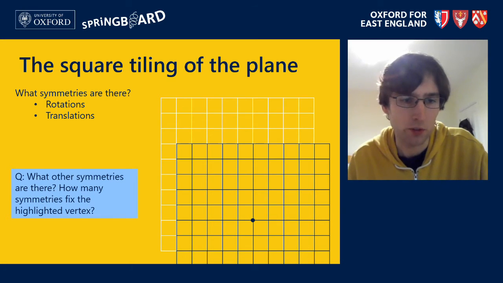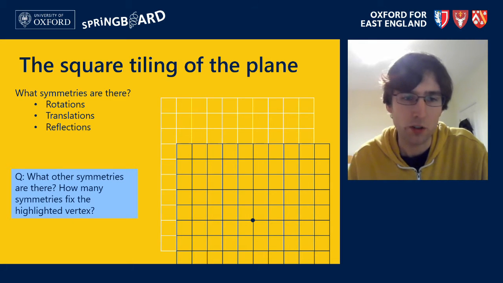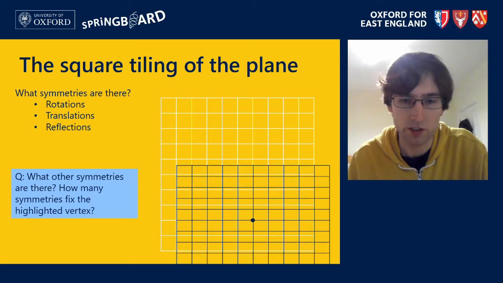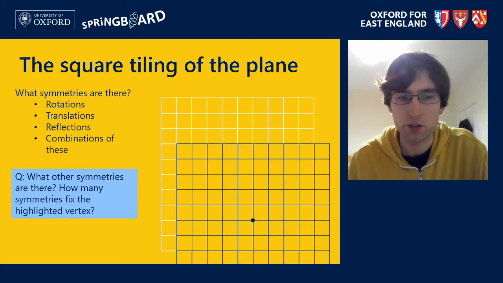Welcome back. So, what are some other symmetries? Well, there are also some reflections. For instance, you can reflect in a number of horizontal axes, like this. And of course, there are lots of combinations of the above 3 types of symmetries. In fact, this gives you all of the symmetries of the plane. Any symmetry of the plane can be constructed by first rotating and reflecting and then performing a translation.